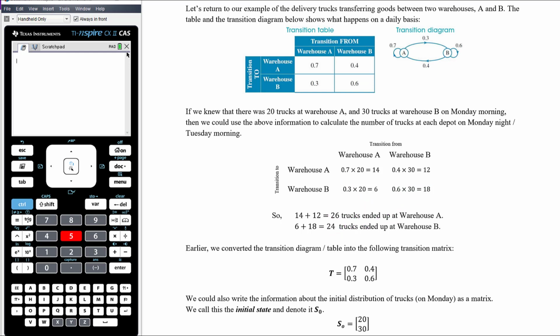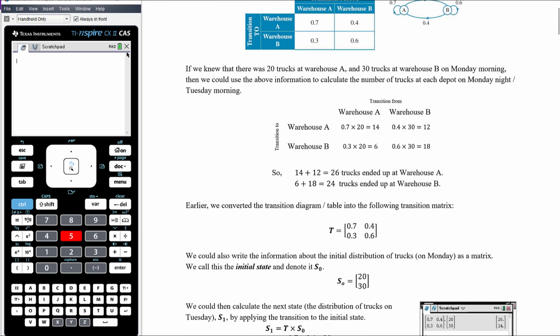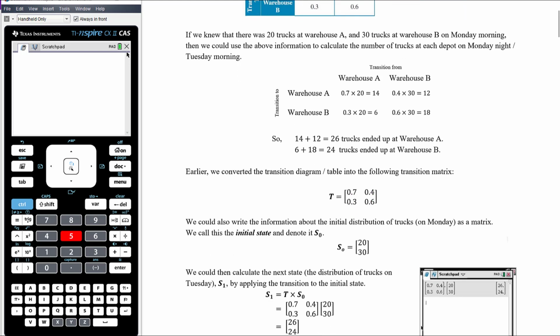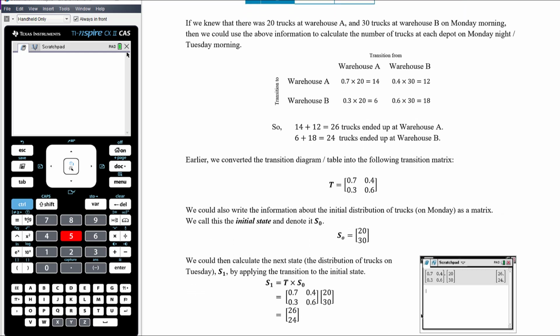So earlier we also converted the transition diagram or table into a transition matrix, which was this. Remember the important thing about a transition matrix is that the columns must add up to 1. We can also write the information about the initial distribution of trucks, the fact that we know there were 20 trucks at warehouse A and 30 trucks at warehouse B on Monday morning. We can write that information in a matrix also. We call this the initial state matrix.